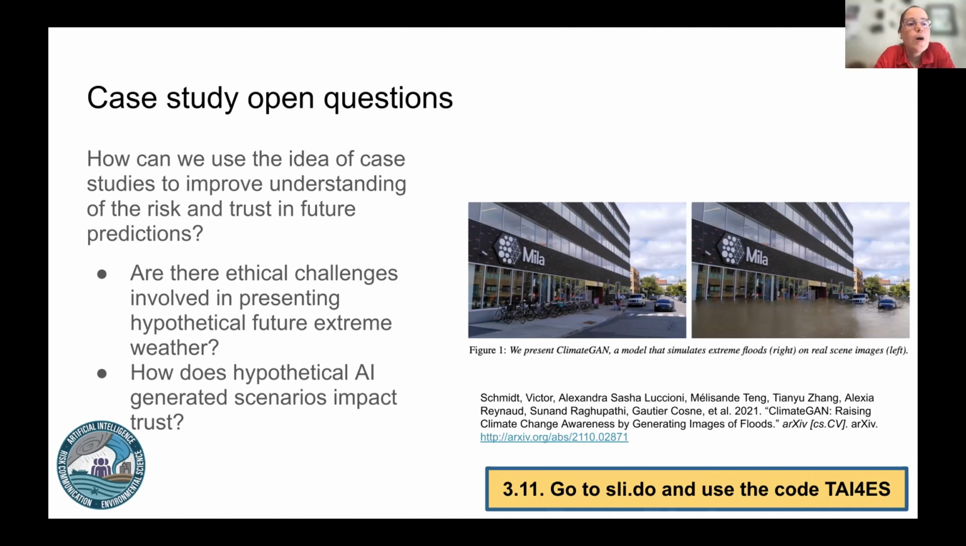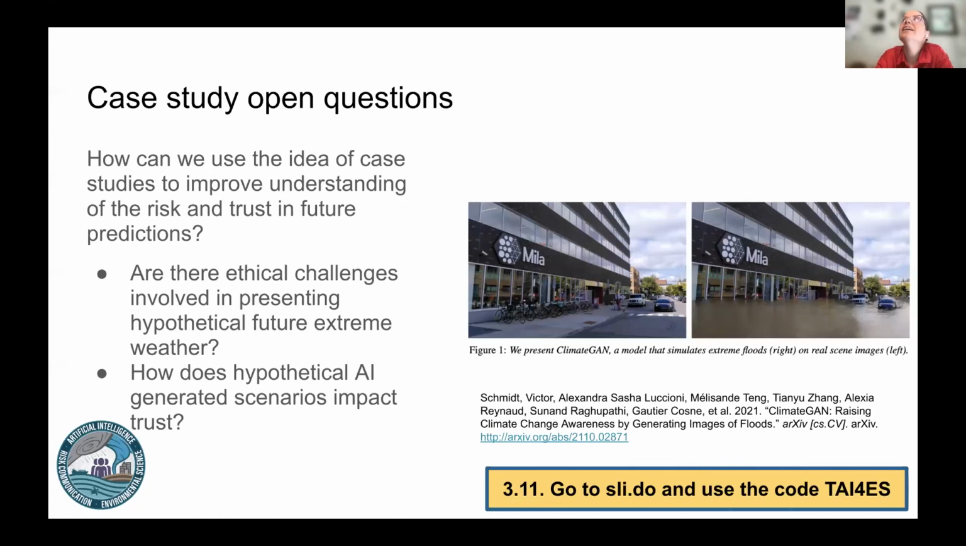Okay. So the second question, how can we use the idea of case studies to improve understanding of the risk and trust in future predictions? And I grabbed from a paper that I only just learned about last week from the risk communication team. There's a recent paper that came out. It's not anybody from the TAI4ES. The citation for the paper is right there. It's called Climate GAN.